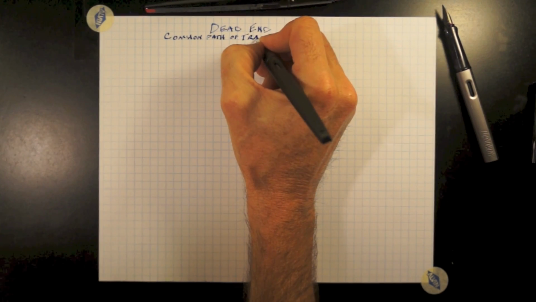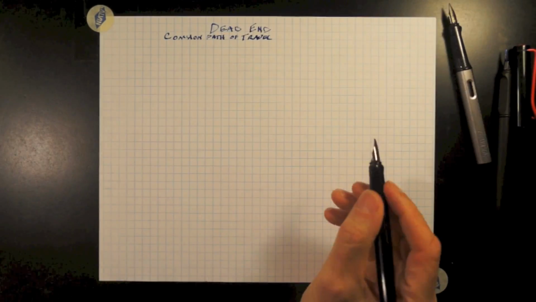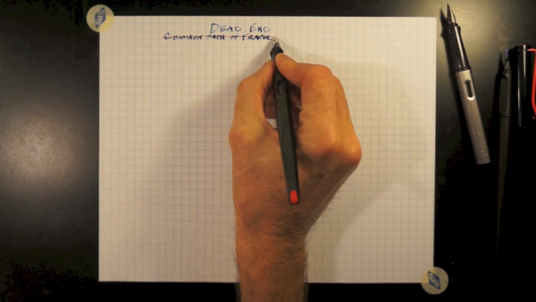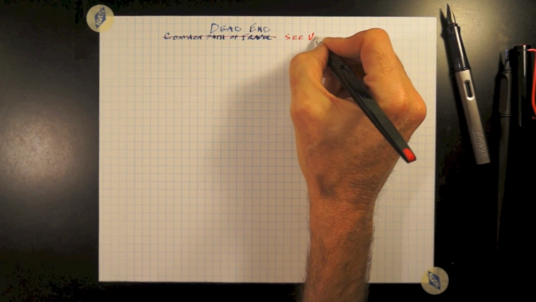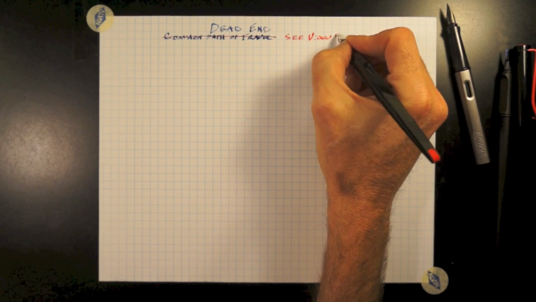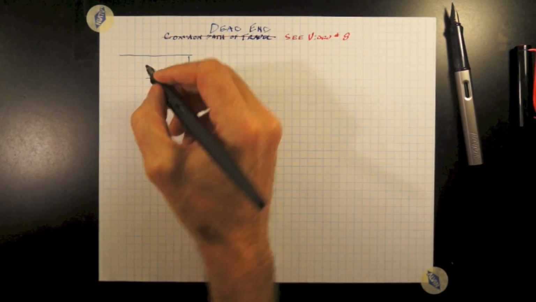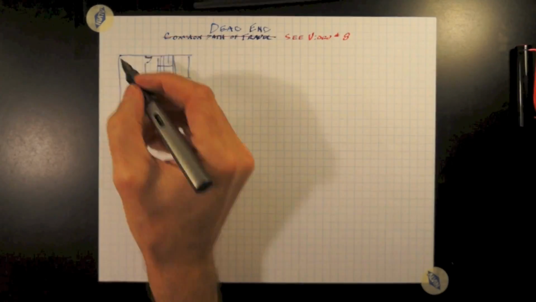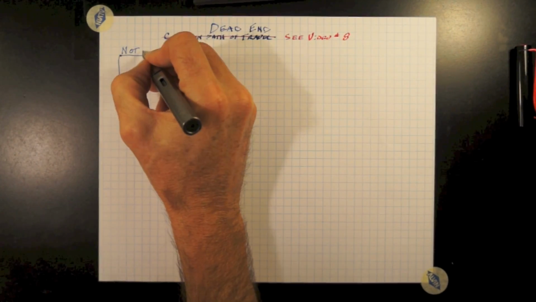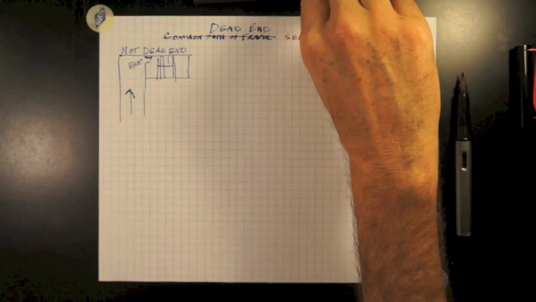Dead end and common path to travel, two of the most confusing topics out there. This is on dead ends, not common path to travel. See video number 8 for common path to travel. Exiting directly to the outside, or as we see here, the stair at the very end of the corridor, is not considered a dead end. Let's understand what a dead end is.